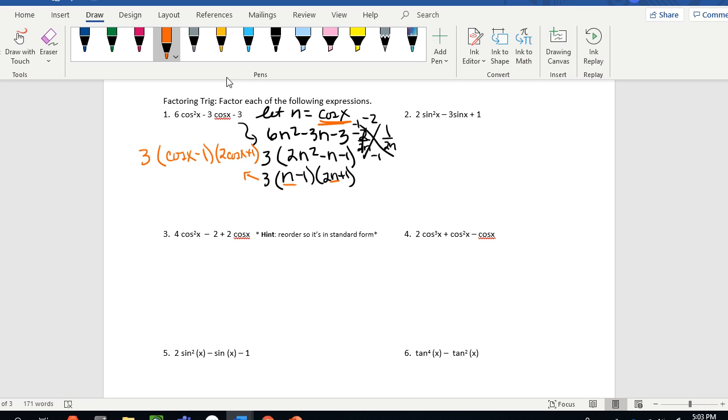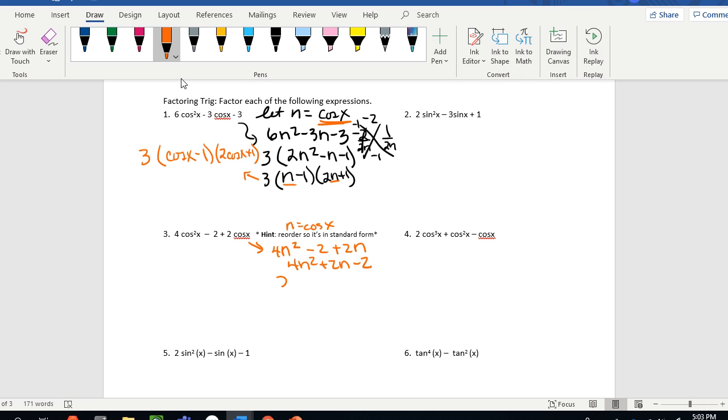That's what you're to do on this. Now, this one said hint: reorder to get it in standard form. So if I took this as it is, let's not use x, let's use an n, sorry. 4n squared, and let n equal cosine of x, minus 2 plus 2n. We need to rearrange this because our n term needs to be in standard form. So we're at 4n squared plus 2n minus 2.